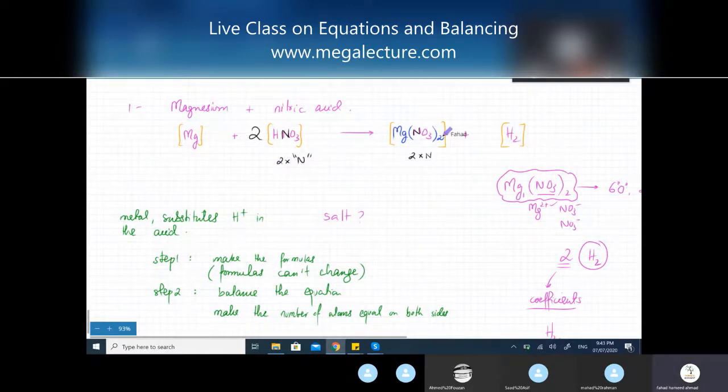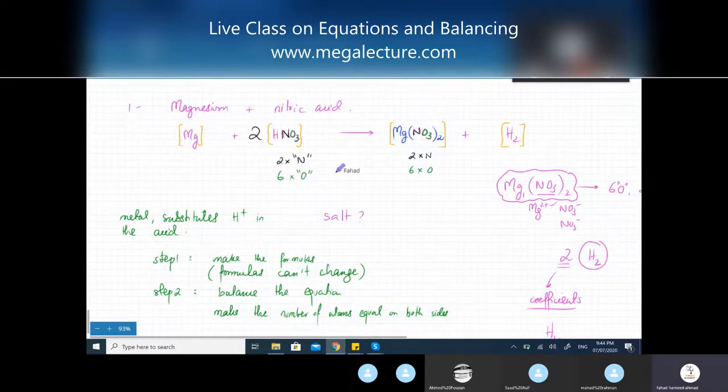In a similar way, we can try and balance oxygen. How many oxygens do I have in nitrate? I have 3 oxygens. But since you've put a bracket around it and put 2 over there, that means I have a total of 6 oxygens. And the same over here. How many oxygens do I have? I have 3 oxygens. But since I have 2 molecules, that means I'll have a total of 6 oxygens.